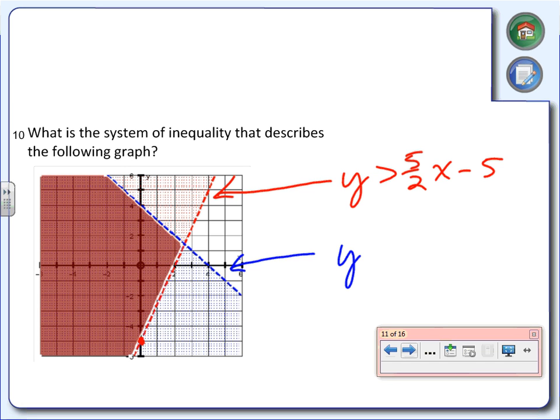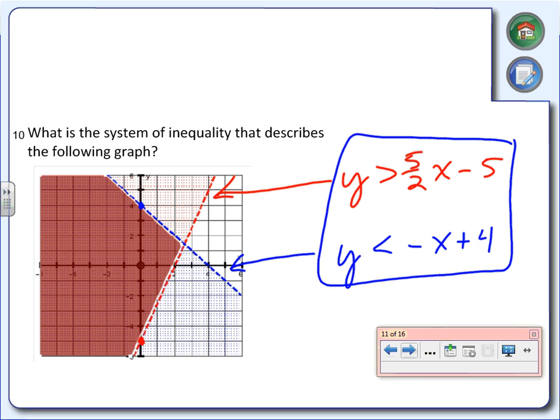Now I need the inequality for the second one. Again, if we look at the blue one here, notice how it's shaded underneath the line. And because it's underneath the line, we're going to use the less than. It's another dotted line, so don't worry about an equal sign. What I need now is the slope and the y-intercept. I'm looking right here at the y-intercept. It is a +4. What about the slope on this one? Negative x, or -1x. Okay, either way is fine. All right, so there is our system of inequalities. If I graph those two, this is what I would see. That's number 10.